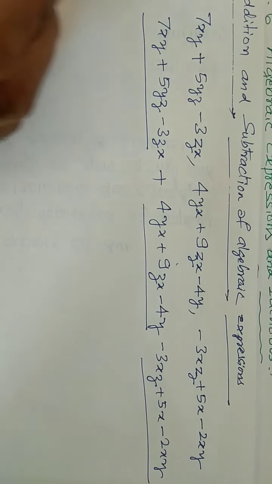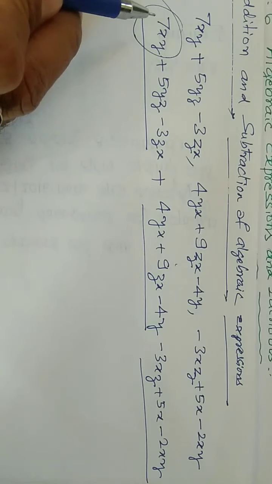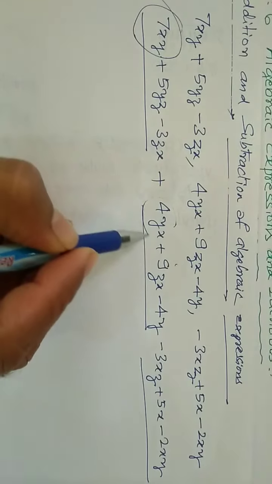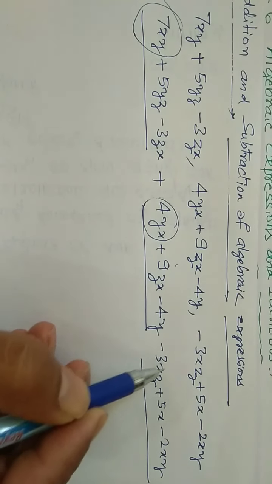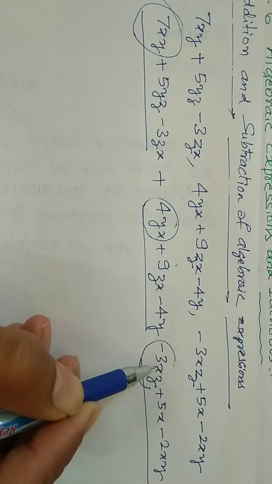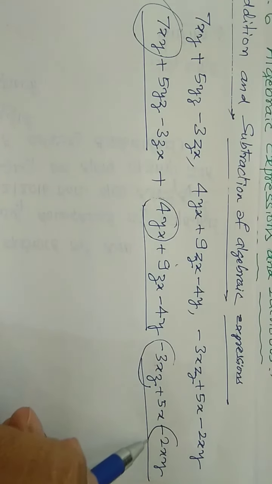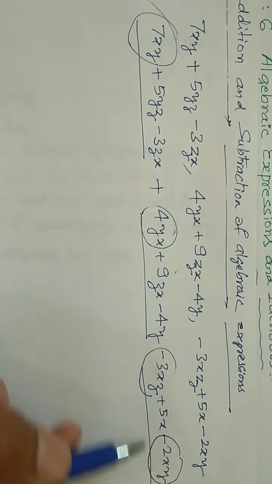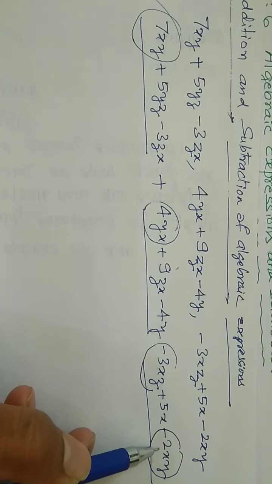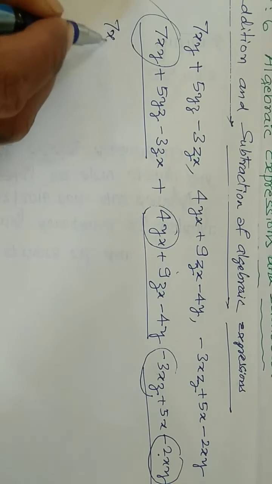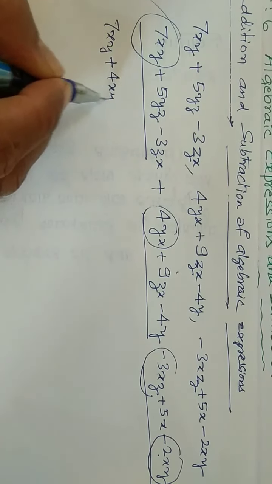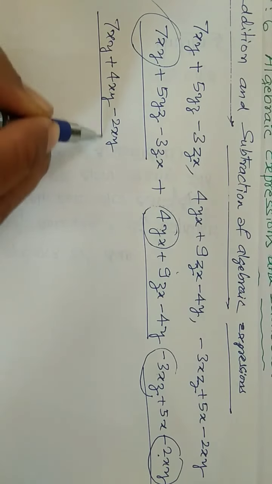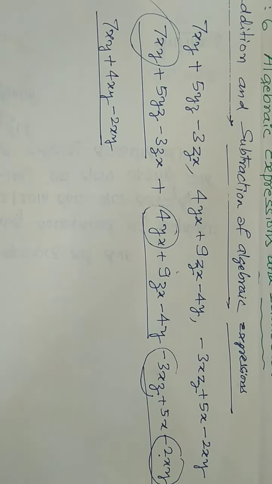So we have to select the like terms. Here 7xy is there, and where is the other xy? 4xy is there, and where is another xy? This is xz, not xy. So minus 2xy is there. So 7xy, 4xy and minus 2xy, all the three I have to write in one group: 7xy plus 4xy, I have written xy, minus 2xy. All the like terms I have made into a group.